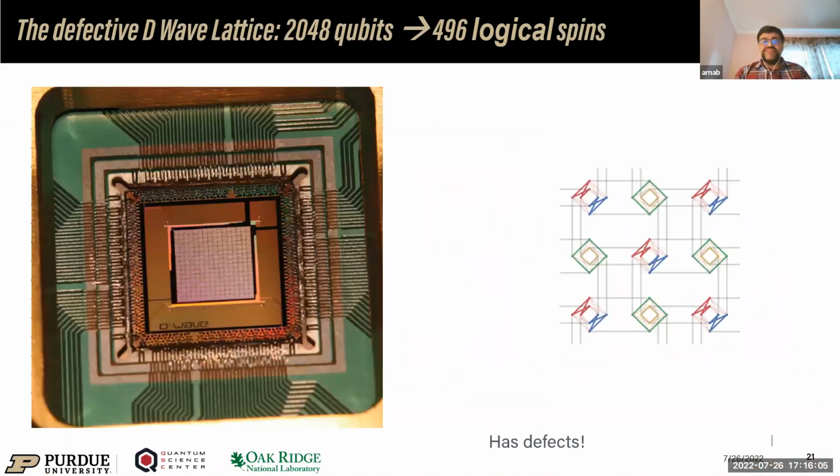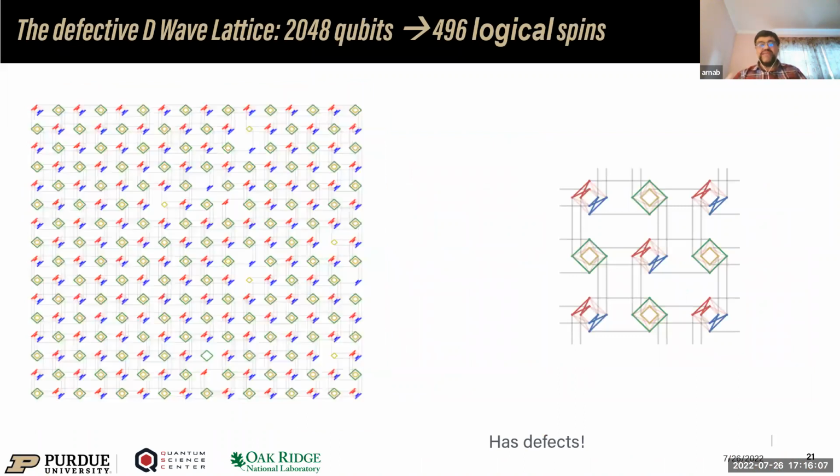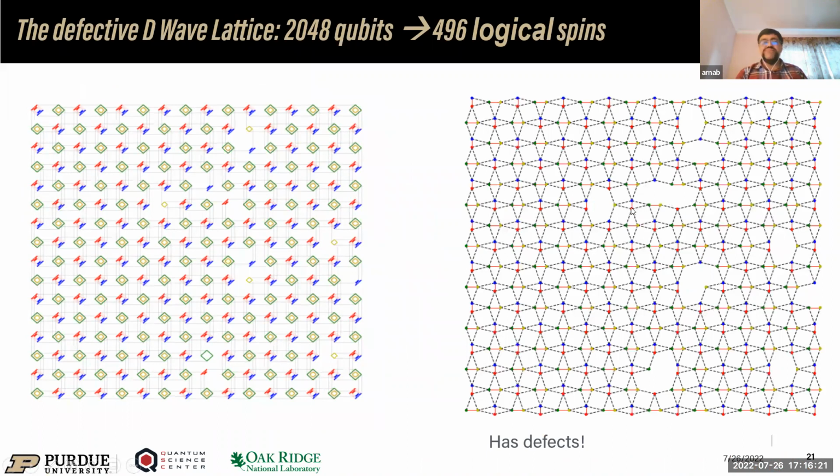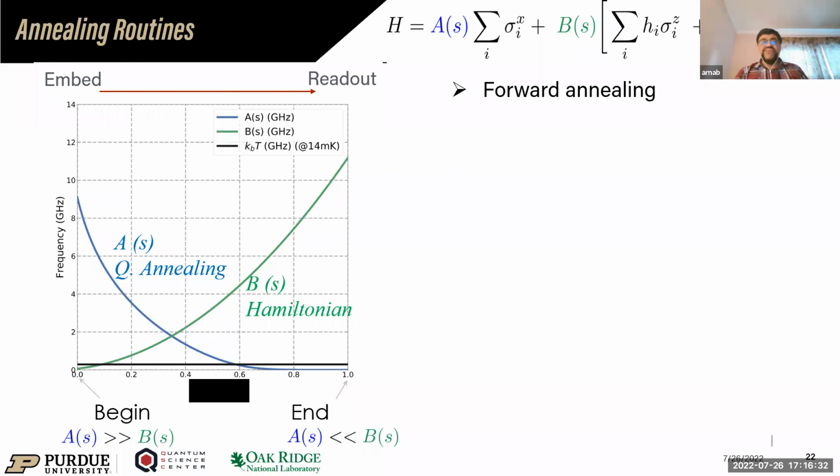So we went with the half cell embedding, which is this one, and then we embedded the whole pattern on the D-wave machine. And when we did that, we got this defective lattice, which if you translate, basically translates to this whole lattice of Shastry-Sutherland with some defects kind of there, because the D-wave lattice was itself defective.